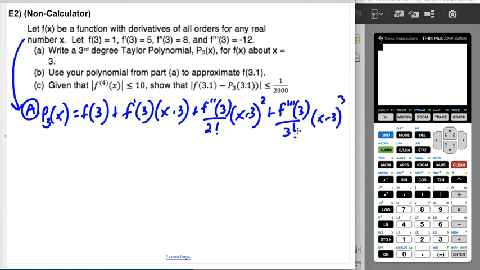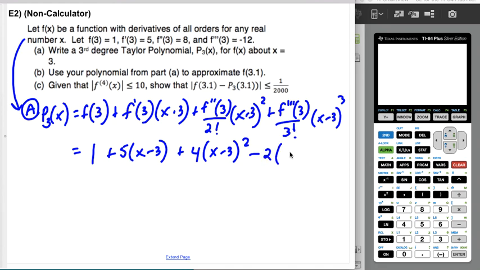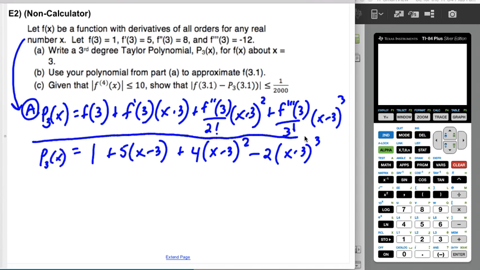And then I was given numbers for all of those derivatives, right? So this is going to be f of 3, which is a 1, plus a 5 times the quantity x minus 3, plus this will be an 8 divided by 2 factorial, so that's a 4 times x minus 3 squared. And this will be a negative 12 divided by 6, so it's a negative 2 times x minus 3 quantity cubed. So that's my p sub 3 of x. That was part A. First thing, write the Taylor polynomial.